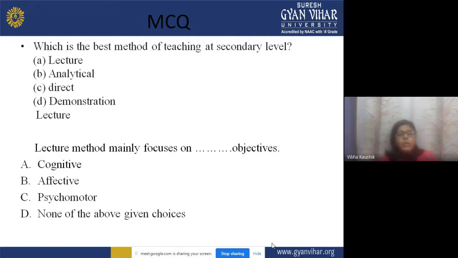Now the next one is lecture method mainly focuses on dash objectives. Means lecture method gives importance to which type of objective. Now the options are A. Cognitive, B. Affective, C. Psychomotor, or D. None of the above given choices. Now the options are these and you have to select the correct answer, and the correct answer is option A, that is cognitive.